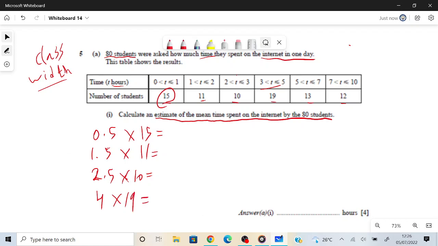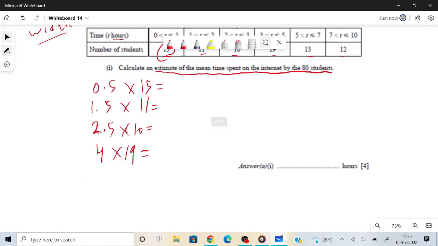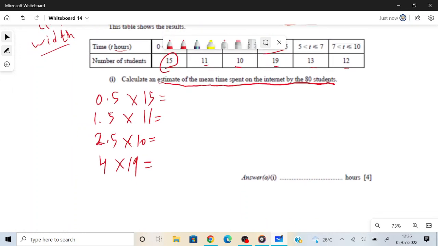Next value is 5 to 7, the mid is 6, so 6 times 13 because that's the frequency. Then 8.5 times 12. Why 8.5? Because 8.5 is the mid value of 7 to 10. You do 7 plus 10 and divide by 2 to get 8.5, and then times it by 12 because that is the frequency.